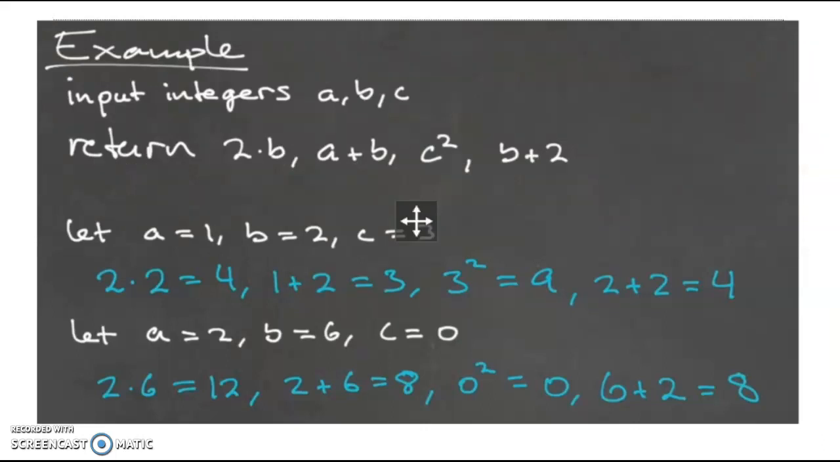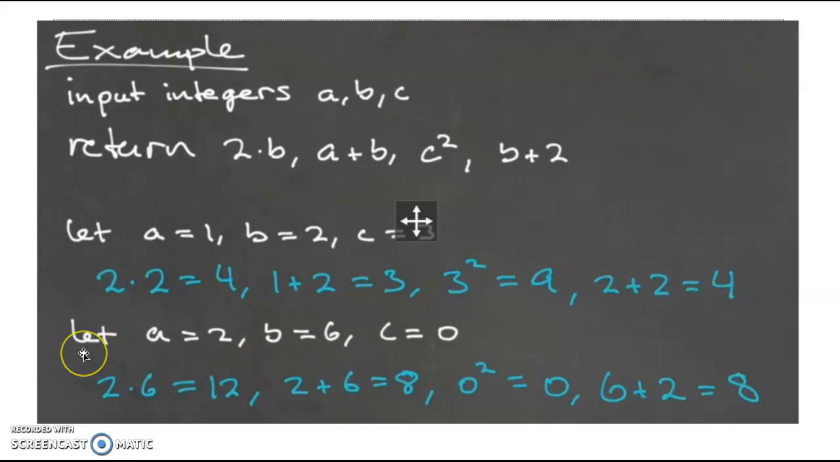If a equals 1 and b equals 2 and c equals 3, 2 times 2 is 4, 1 plus 2 is 3, 3 squared is 9. And 2 plus 2 is 4.